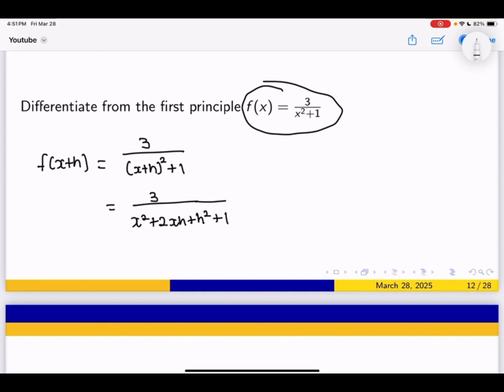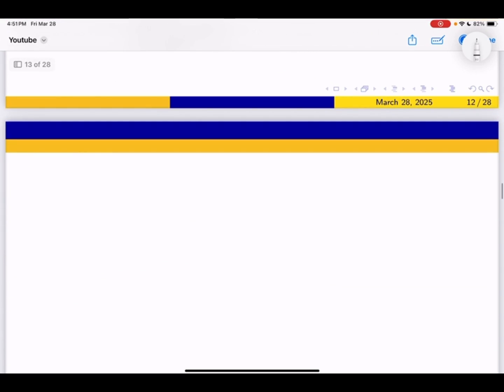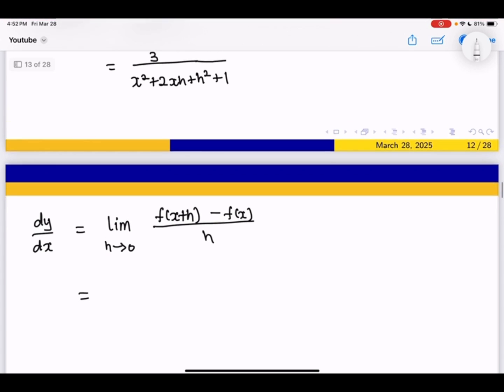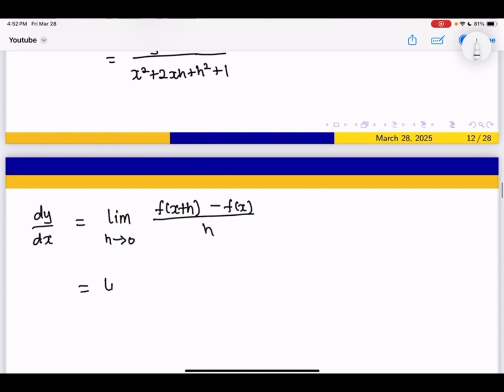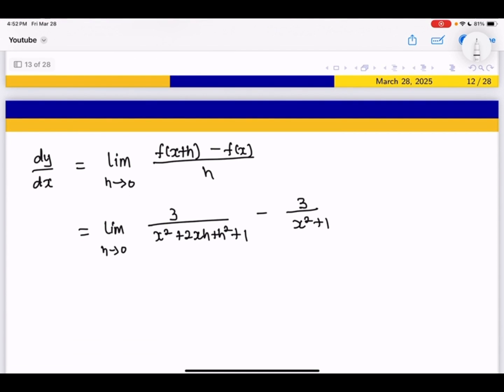So now let's substitute this into the first principle formula, and we now know our expression for f of x plus h. So we are going to have the limit as h goes to 0 of 3 divided by x squared plus 2xh plus h squared plus 1, minus, now what's f of x? That's 3 divided by x squared plus 1, then all divided by h.